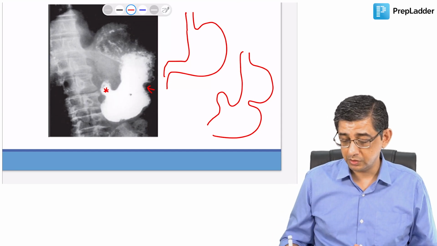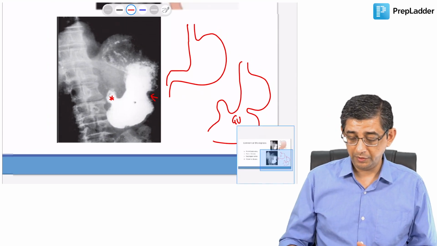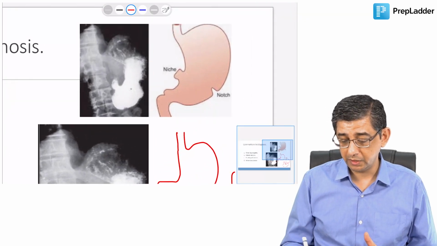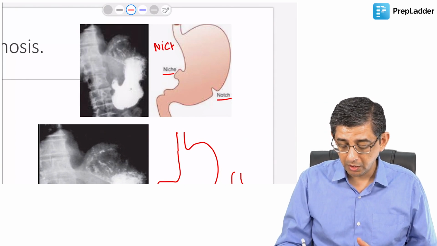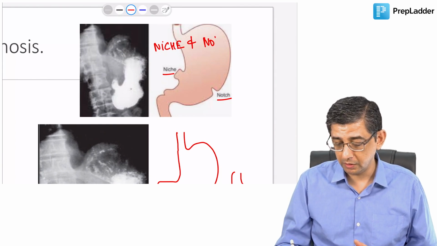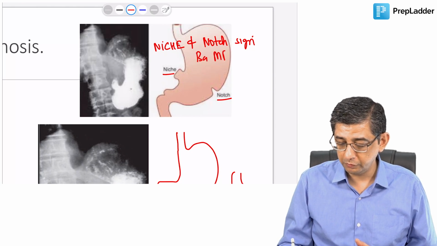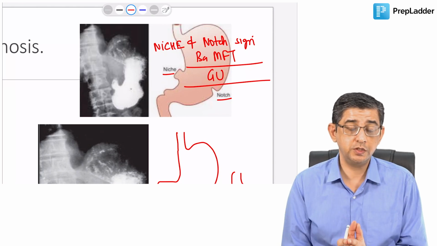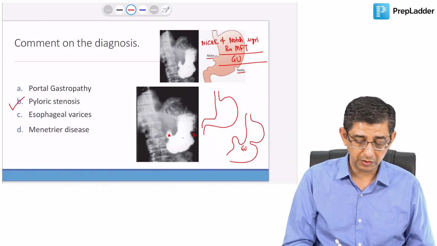This is basically because this person is having a gastric ulcer which is causing pyloric stenosis. In fact, if you have listened to the test and discussion part that I take, you will notice that I've called this the niche and notch sign. I'll just write it for your convenience. On a barium meal follow through, this niche and notch sign is a feature that is always seen with gastric ulcer. Gastric ulcer always is associated with a lot of fibrosis that contributes to development of pyloric stenosis in the patient.